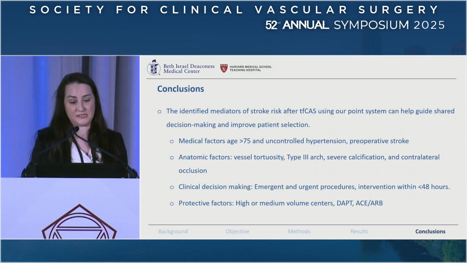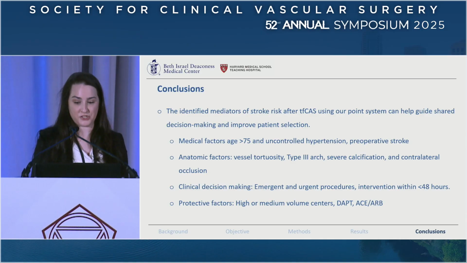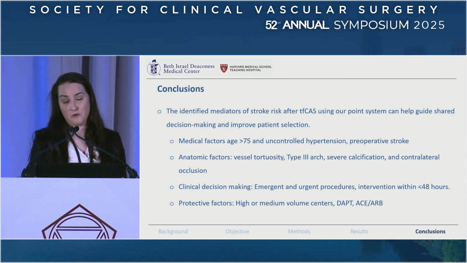So in conclusion, we identified several important mediators of stroke risk after TFCAS. We were also able to build a point system that more simply predicts stroke risk, and this can be useful in the shared decision-making process and hopefully can help improve our patient selection. We found several important medical factors, including age, uncontrolled hypertension, and preoperative stroke, although many of the traditional risk factors that would deem a patient high risk were less impactful. We also found that anatomic factors had a significant contribution to stroke risk, and these should be very carefully considered prior to deciding on this procedure.